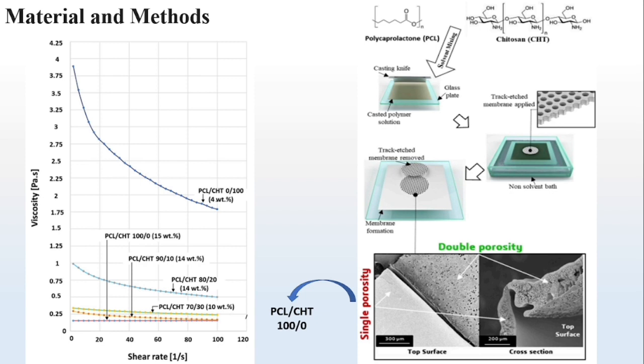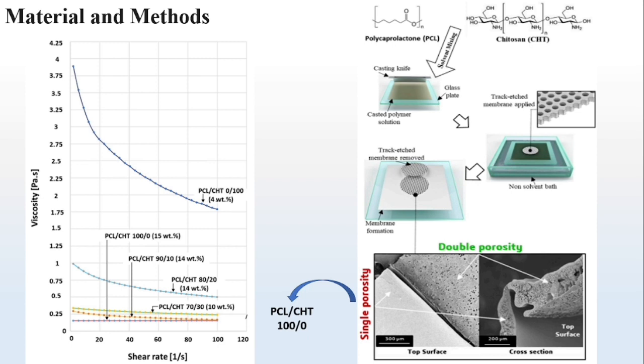This results in two structures: a single porous structure with open pores on the top surface, and a double porous structure with interconnected micropores. The membranes were washed and then stored in ultra-pure water at 4 degrees.